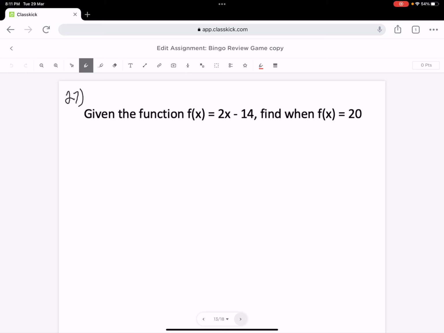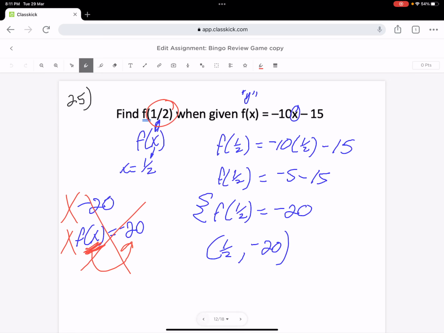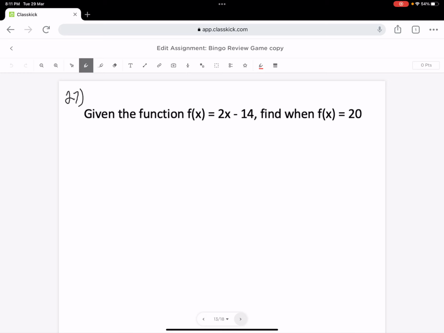Okay, for number 27, given the function f of x is equal to 2x minus 14, find when f of x is equal to 20. So you see the last problem we did, it said f of 1/2. It doesn't say that anymore. Here it says f of x is equal to 20. It's the same thing as saying when y is equal to 20, because f of x is another way of writing y, but letting us know it's a function.